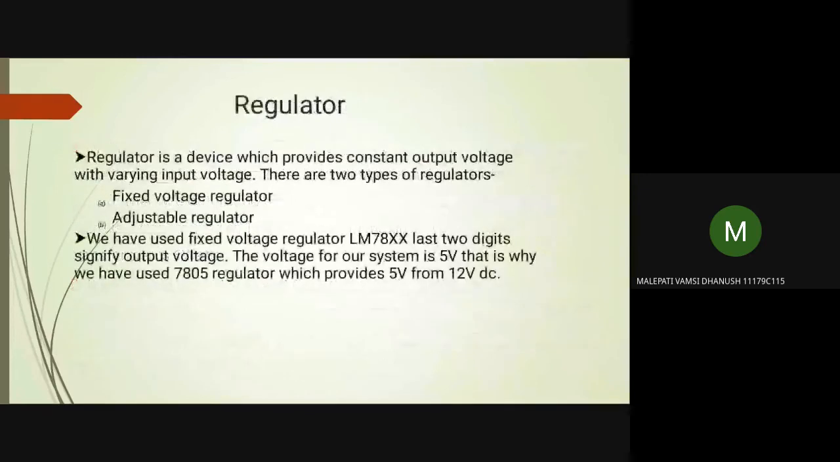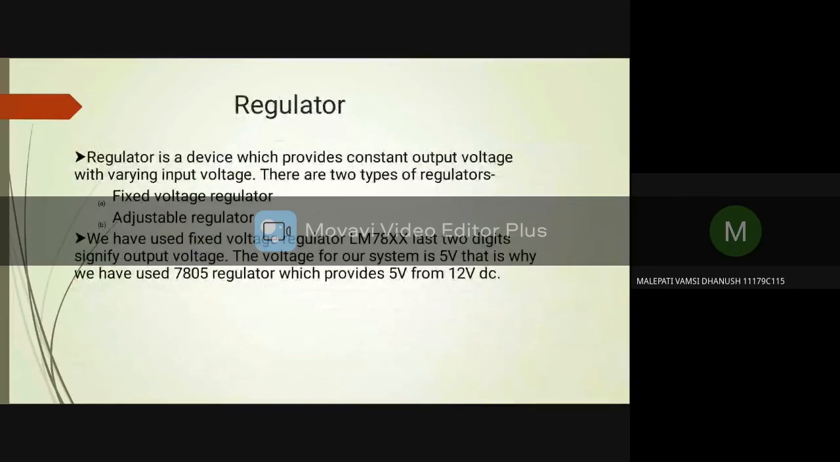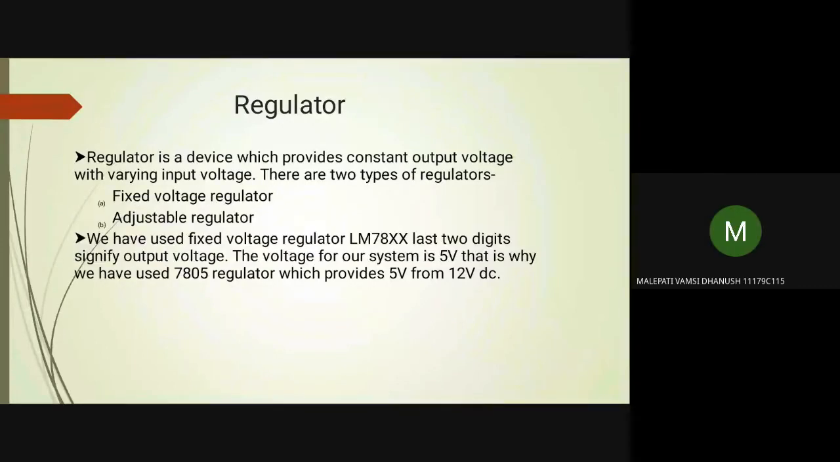This is the regulator. It is a DC device which provides a constant output voltage with varying input voltage. These are of two types: a fixed voltage regulator and an adjustable regulator. We have used a fixed voltage regulator, LM78XX. The last two digits indicate the output voltage.